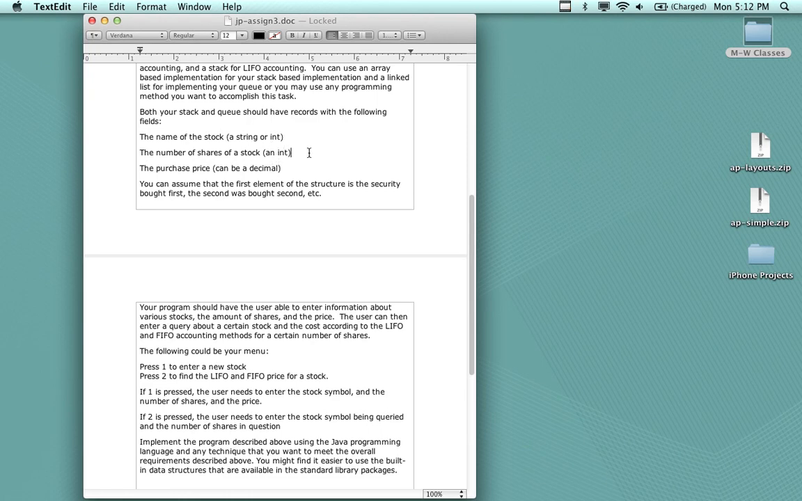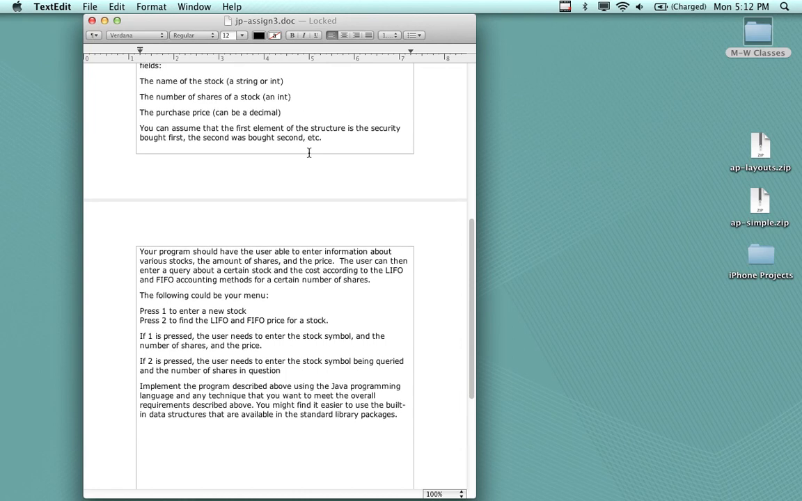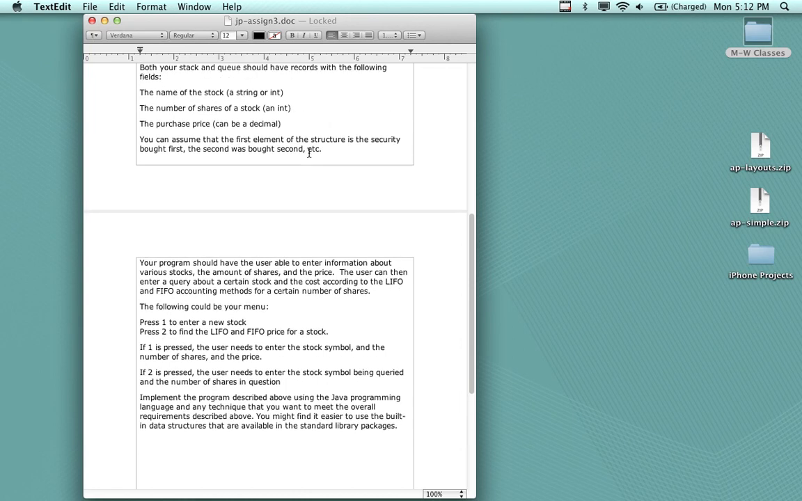So you could probably put, let's say, a structure inside of a linked list or something if you wanted to. It depends on what you're holding, I guess. Or you could put a class. These could be an object. You can create an object called stock.